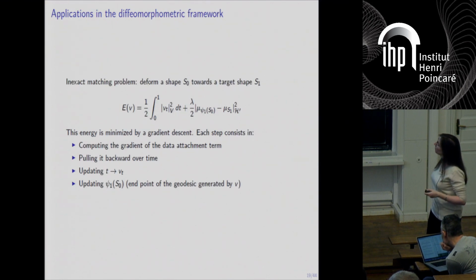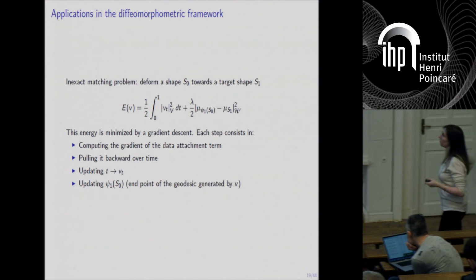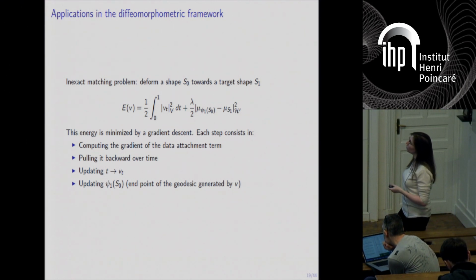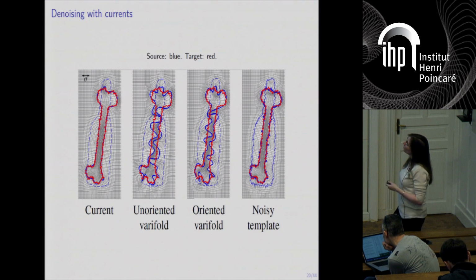So now let's plug this metric in a deformation model, and I will show you a few registration applications to observe the differences between the different metrics. So here again you have the denoising properties of the current, and you see that varifolds are still very sensitive to the mass, so you cannot perform a nice matching between a smooth shape and a noisy shape.